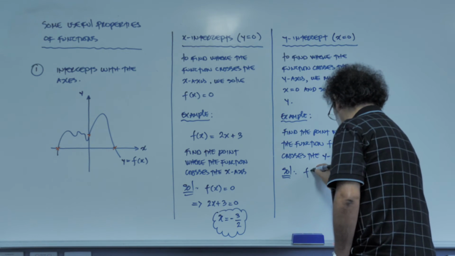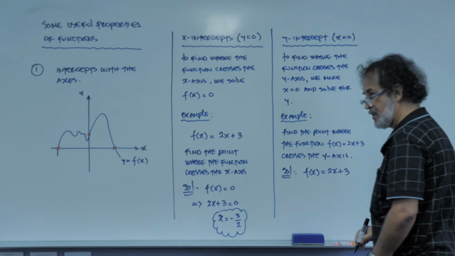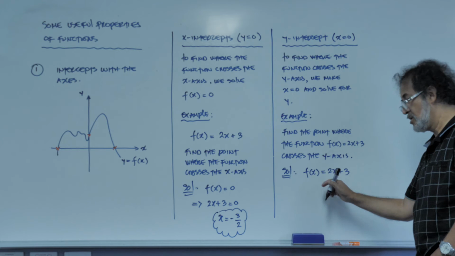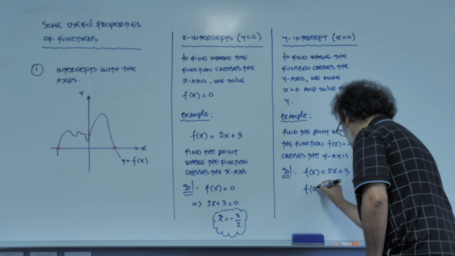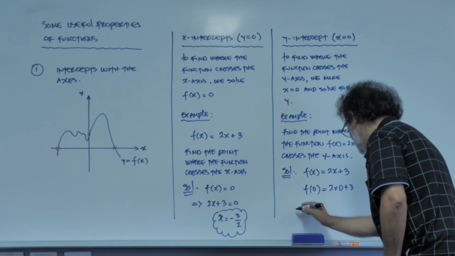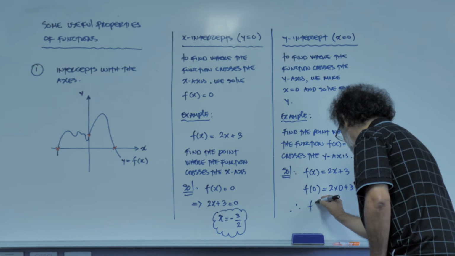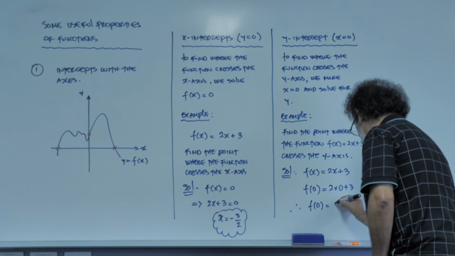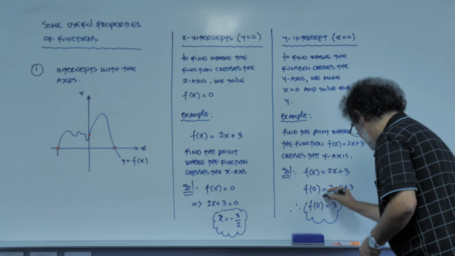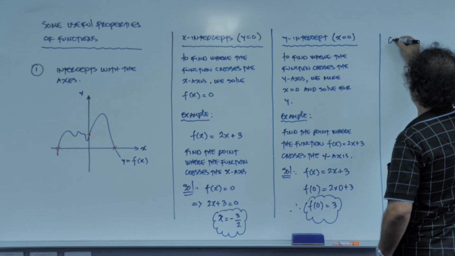So we have f of x equal to 2x plus 3. And all you have to do is just make x equal 0. So we're going to say f at 0 is equal to 2 times 0 plus 3. So therefore, f at 0 is equal to 3. Conclusion.